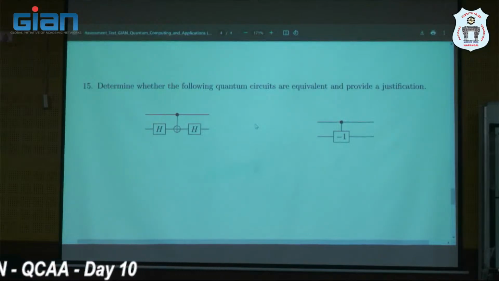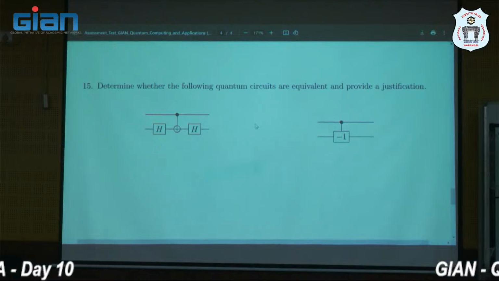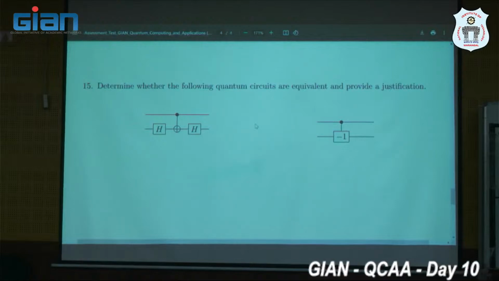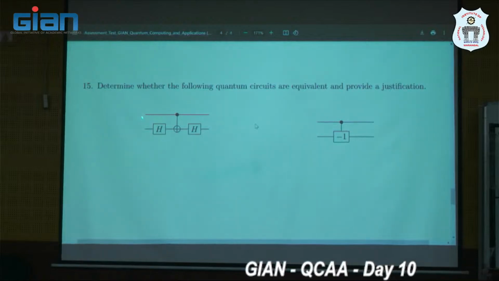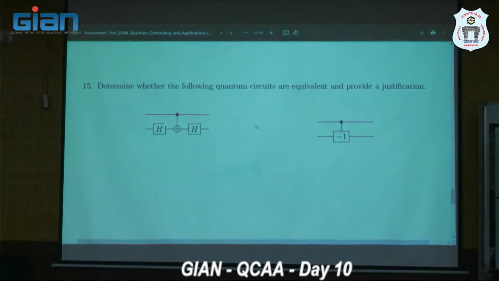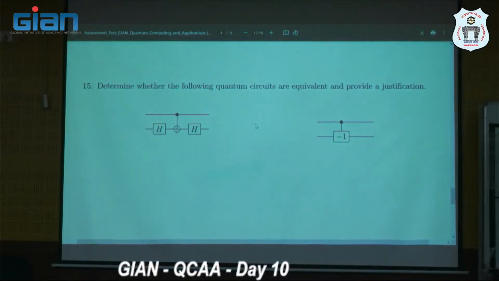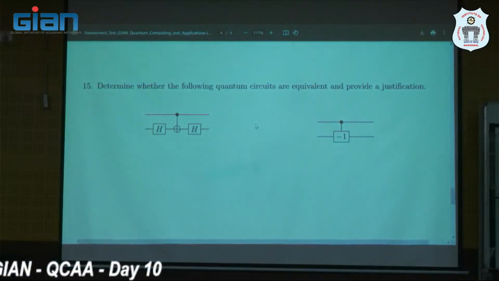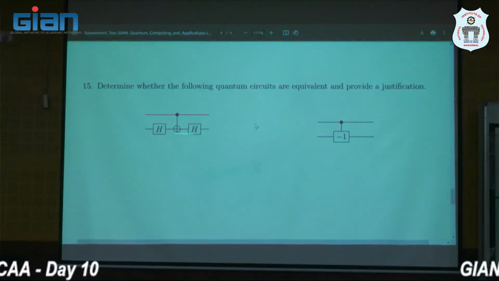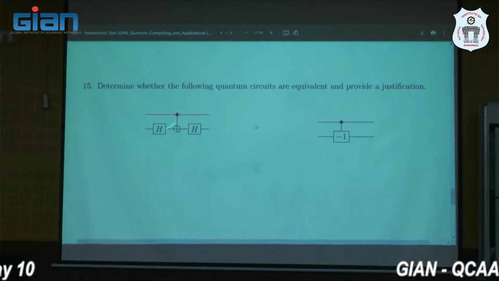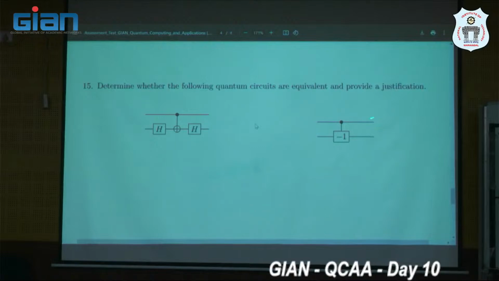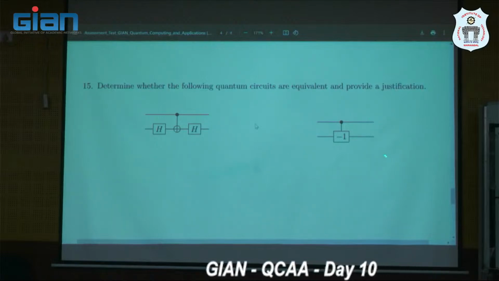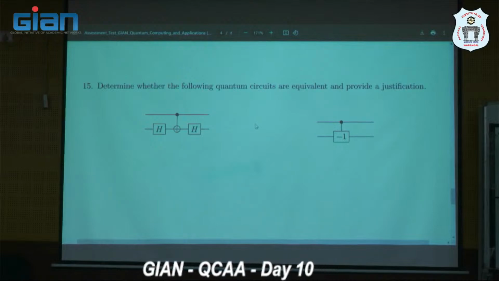Equal. So you could do it for every input: 0 0, 0 1, 1 0, 1 1. Yes? See, it's easy to see one thing, I'll tell you. If the input on this wire is 0, correct? This gate will not get activated, right? Control-NOT. Agreed? So Hadamard followed by Hadamard is identity. So if the top wire is 0, the whole input goes 0 0 to 0 0, 0 1 to 0 1. Agreed? Here also 0 0 to 0 0, 0 1 to 0 1, because this gate will not get activated.